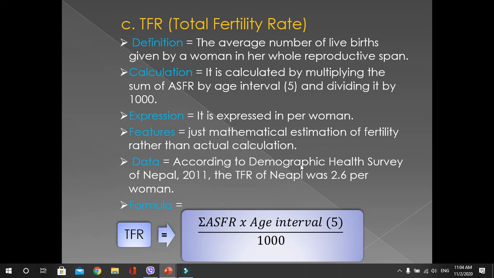So according to the Demographic Health Survey of Nepal 2011, the TFR of Nepal was 2.6 per woman. It means in Nepal, one woman gives birth to 2 to 3 children in her whole reproductive span. Okay, 2.6 means almost 2 or 3.